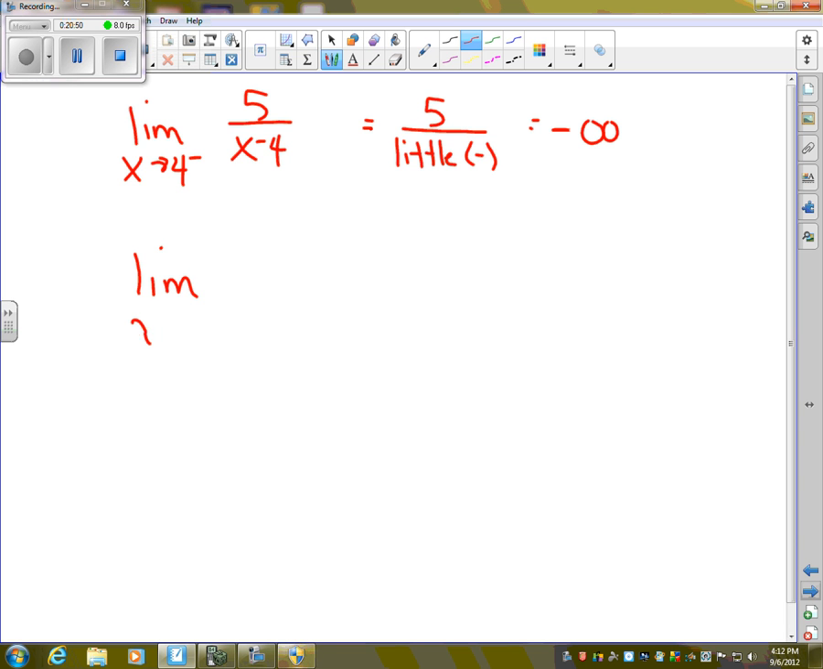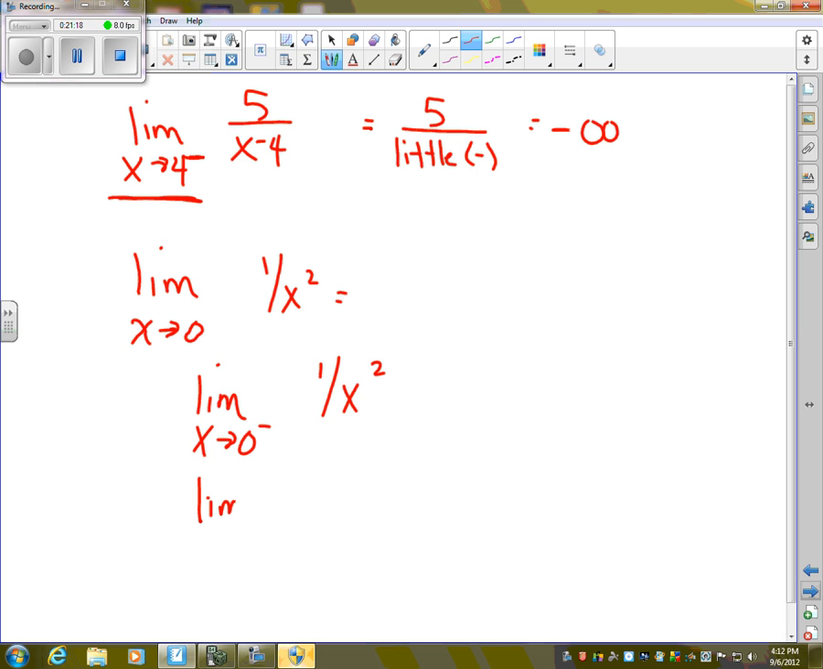What's the limit as x approaches 0, 1 over x squared? All right, so if we substitute in, we're going to get 1 over 0. So that tells me I've got to do a left and a right-hand limit. Notice up on this problem I didn't do both because it told me I only wanted the left-hand side. Since this doesn't say from the left or right, you have to do both. So do the limit as x approaches 0 from the left, and the limit as x approaches 0 from the right.